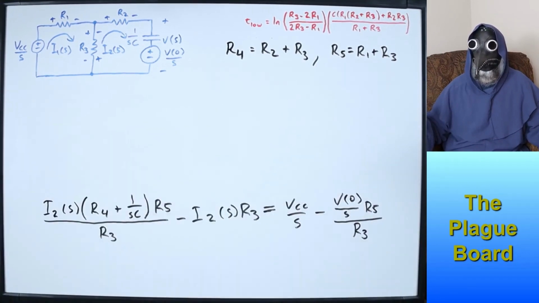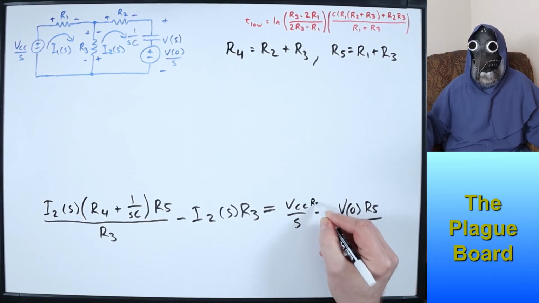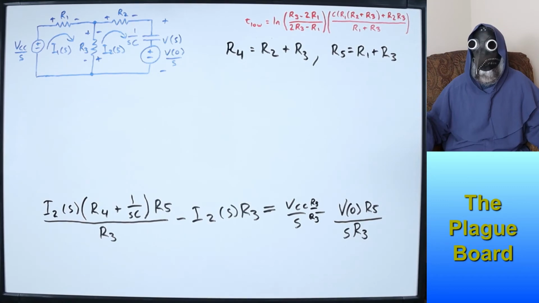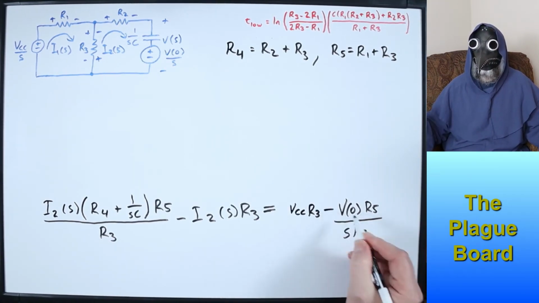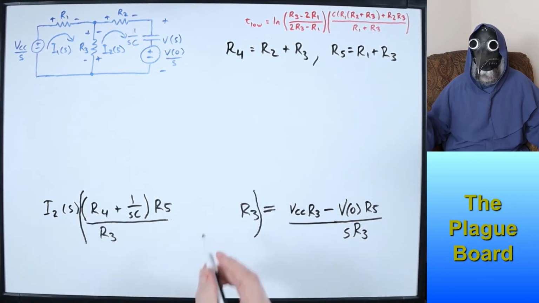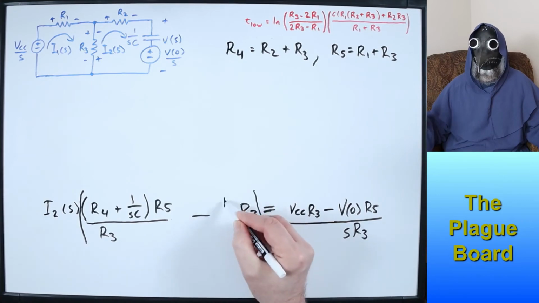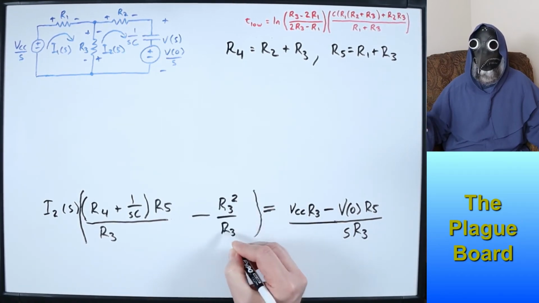Then I'll multiply the S into the denominator in the last term. I'll multiply VCC over S with R3 over R3, which is the same as multiplying by 1. And I'll factor out I2 of S and multiply R3 by R3 over R3. Again, this is multiplying by 1.